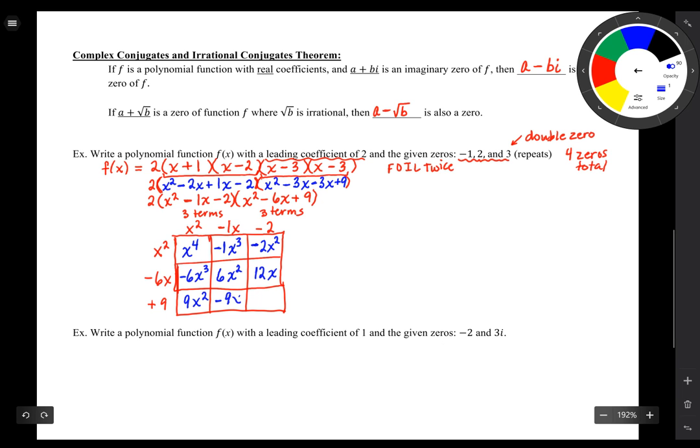Negative 9x minus 18. And then combine like terms. So like terms are these two. Those three.